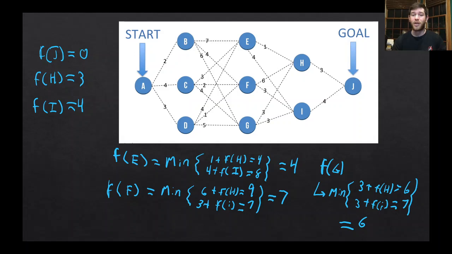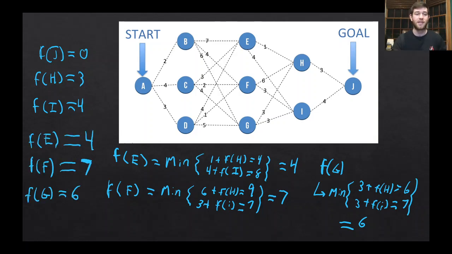Lastly, with G, we can go from G to H at a cost of 3. 3 plus F of H will give us 6. Or we can go from G to I, which would be 3 plus F of I, which gives us 7. The minimum one is 6. So the best solution for F of G is 6. And we're going to write that down to the left here.